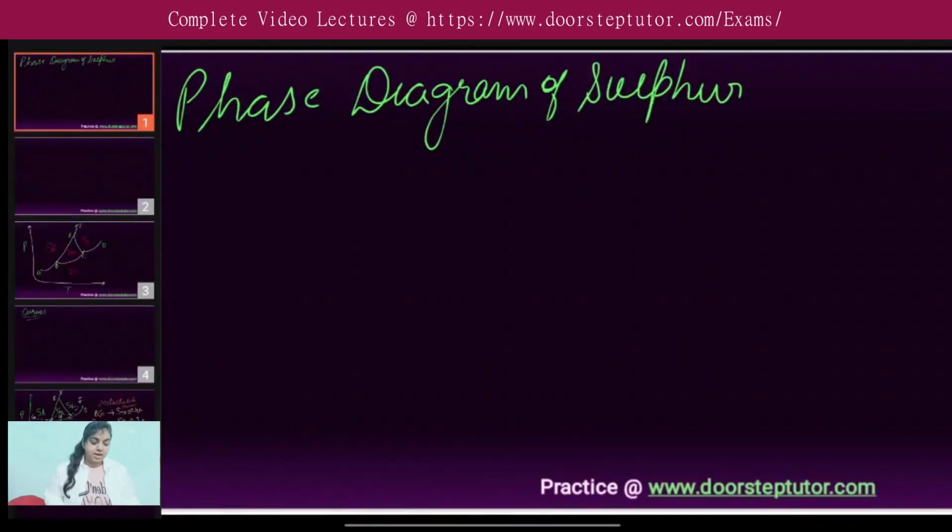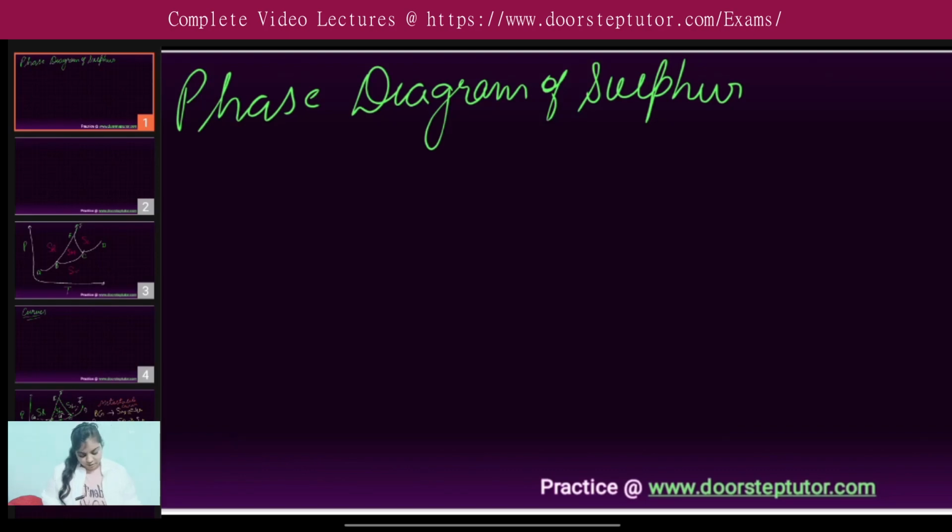So in the last class, we started with the one component system. Two of the one component systems, the water and the carbon dioxide, we have seen in the last class. One more one component system that is in our syllabus is sulfur. Like carbon dioxide and water, which existed in three different forms, solid, liquid and gaseous, sulfur exists in four forms.